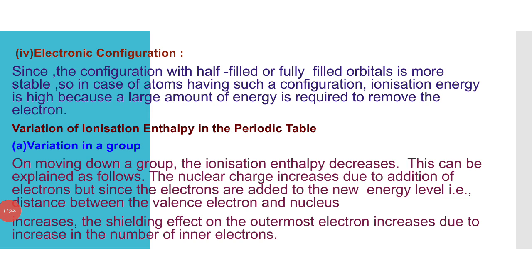Next, electronic configuration. Since the configuration with half-filled or fully filled orbitals is more stable, so in case of atoms having such a configuration, ionization energy is high because a large amount of energy is required to remove the electron.